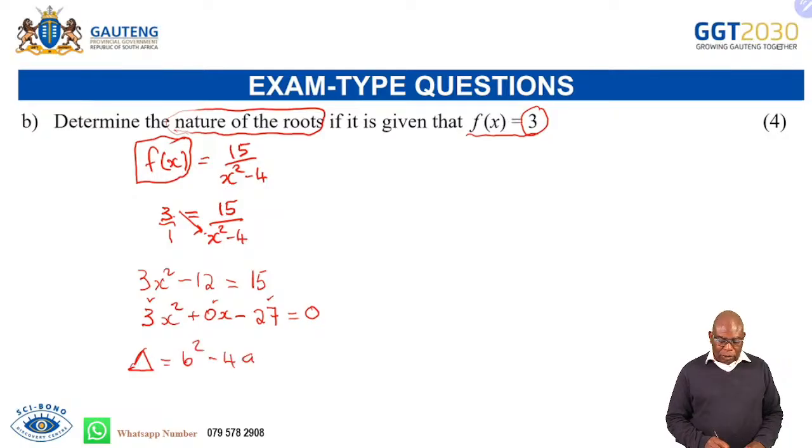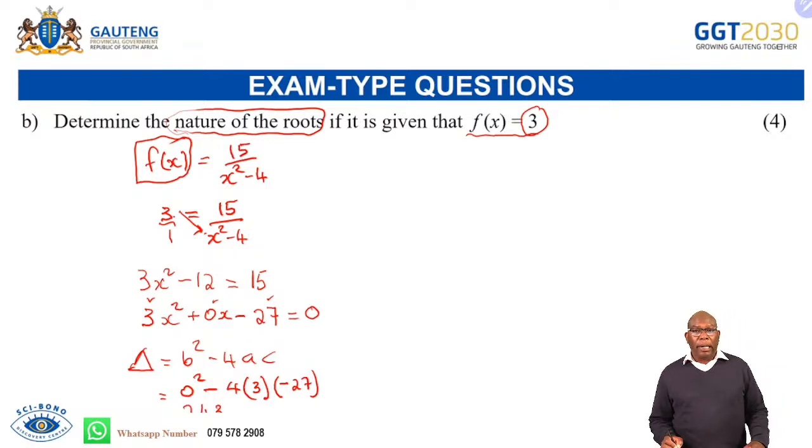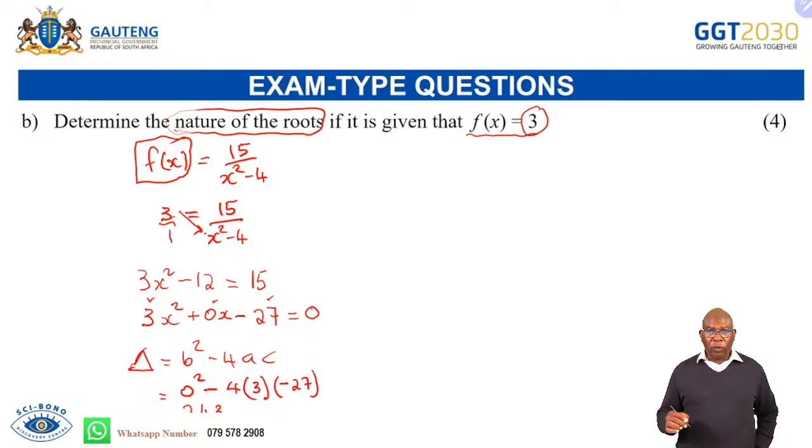Right? So if I then have my formula, I'm able now to substitute everything. So I'll have b squared, it's 0 squared, minus 4, my a is 3, my c is going to be negative 27. Right? If I use my calculator, then I get 243. Now, if I check 243, what do I do? I go to my calculator and then press square root of 243.